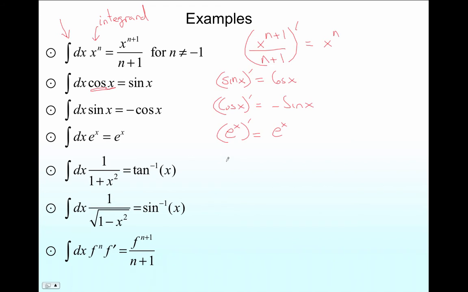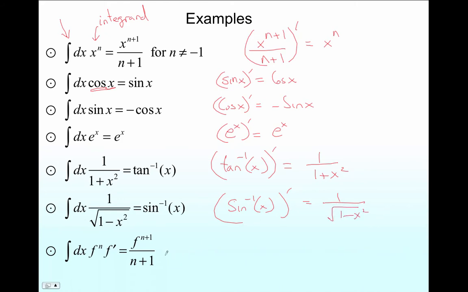This is only a little bit harder, but we've done that earlier as well when we were talking about inverse functions. And you remember that if you differentiate tan inverse, you get 1 over 1 plus x squared. And similarly, if you differentiate sine inverse of x, then you get 1 over square root of 1 minus x squared.